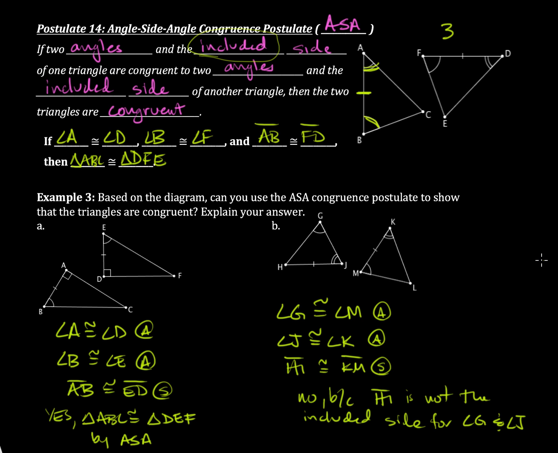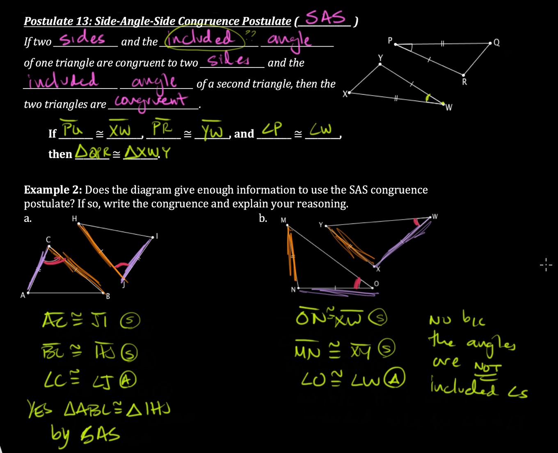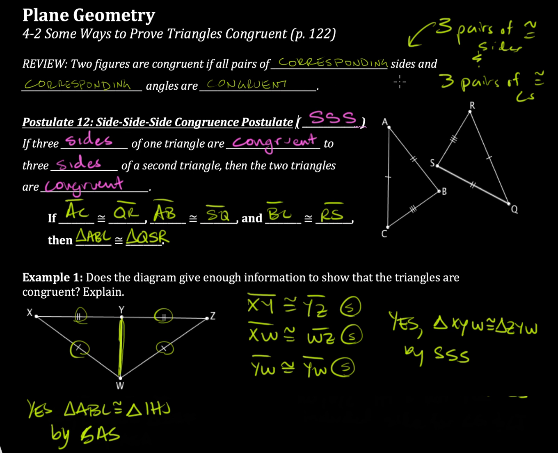We have ASA, we have SAS, and we have SSS as three kind of shortcuts, if you will, for proving that triangles are congruent. They bypass this longer definition of congruent figures where you have to match up three pairs of angles and three pairs of sides. In a way, they're shortcuts to show that two triangles would be congruent.